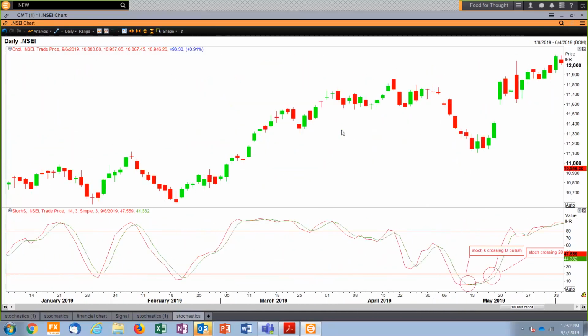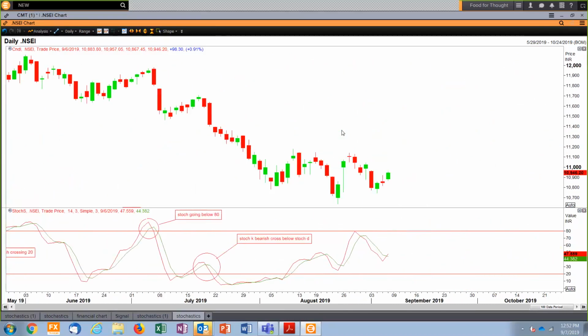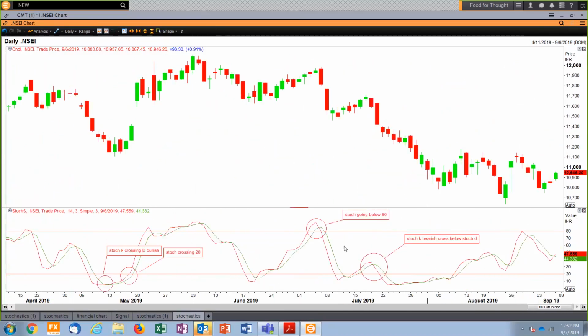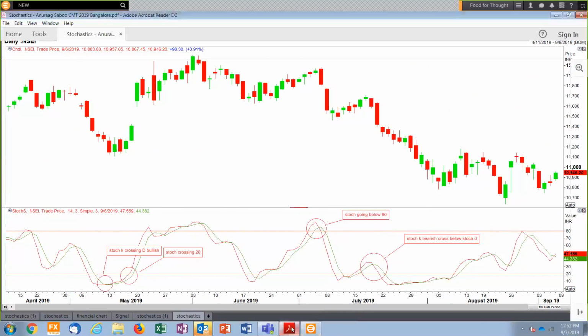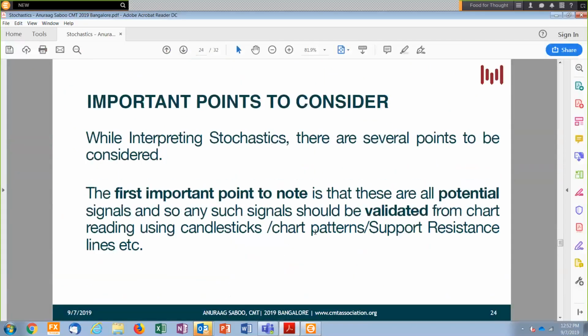But when you are applying all these signals, certain precautions need to be taken and certain interpretation needs to be done, and those are the important points which I am going to cover. The first important point to be noted is that they are all potential signals.